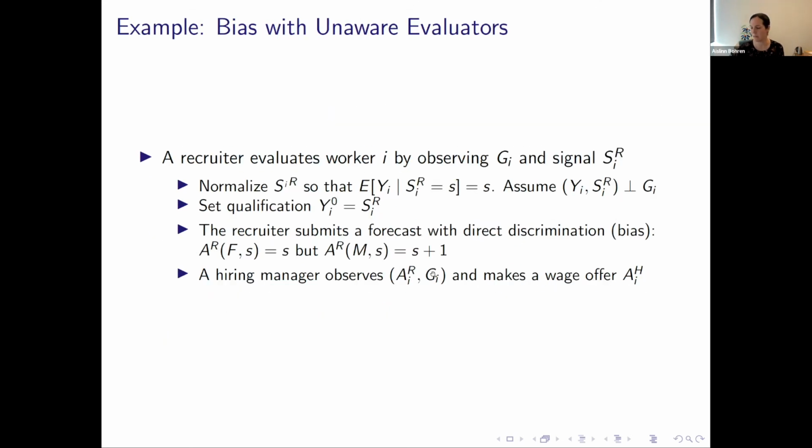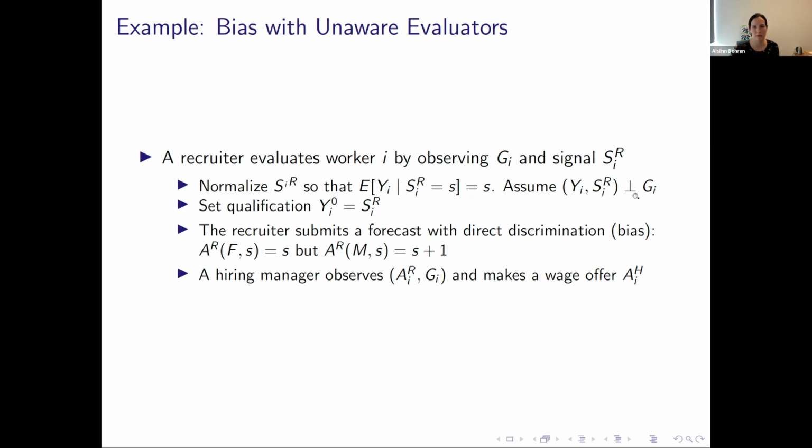All right, so in closing, let me quickly go through this example to illustrate what we mean by systemic. Suppose a recruiter evaluates a worker by observing their group identity and their signal. We denote the signal of the recruiter by S_R. This is an exogenous signal, which can be, say, some sort of test or something else that's just coming exogenously into the model. We normalize the signal so that it corresponds to the expected productivity conditional on the signal realization. And we assume this productivity and the signal are orthogonal to group identity.